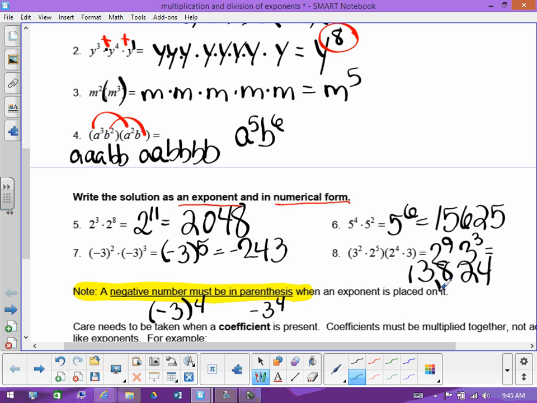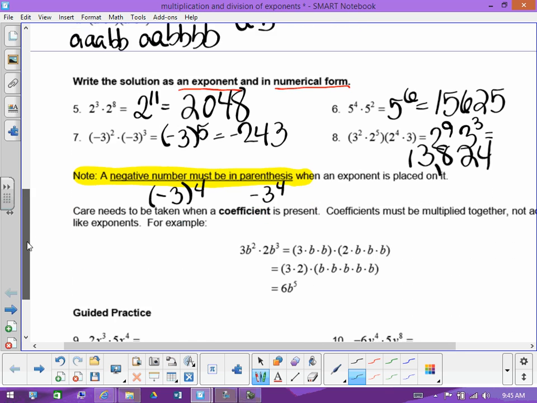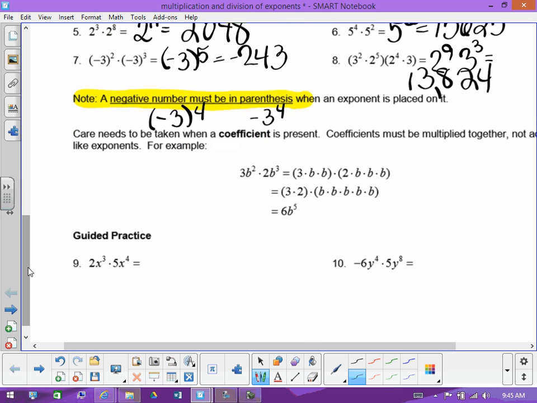So, when we're dealing with basic multiplication, we're going to keep the same base and add the exponents. If you have a number involved, then you need to multiply it out. When we have a coefficient, the number that's in front of x, you're going to have to multiply those together, because the rule only applies if the base is the same number.